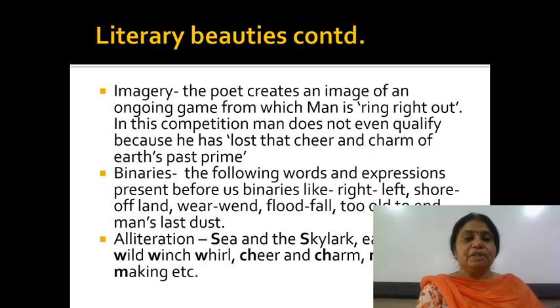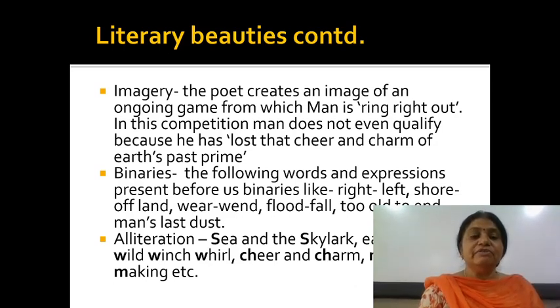Now, imagery. The poet creates an image of an ongoing game from which man is ring right out, means he is disqualified. In this competition, man does not even qualify because he has lost that cheer and charm of Earth's prime, past prime. Only those entities can enter this competition which are pure and have been successful in retaining their originality and charm. But shamefully, man is not qualified to enter into this game. So a very beautiful imagery is created by the poet.